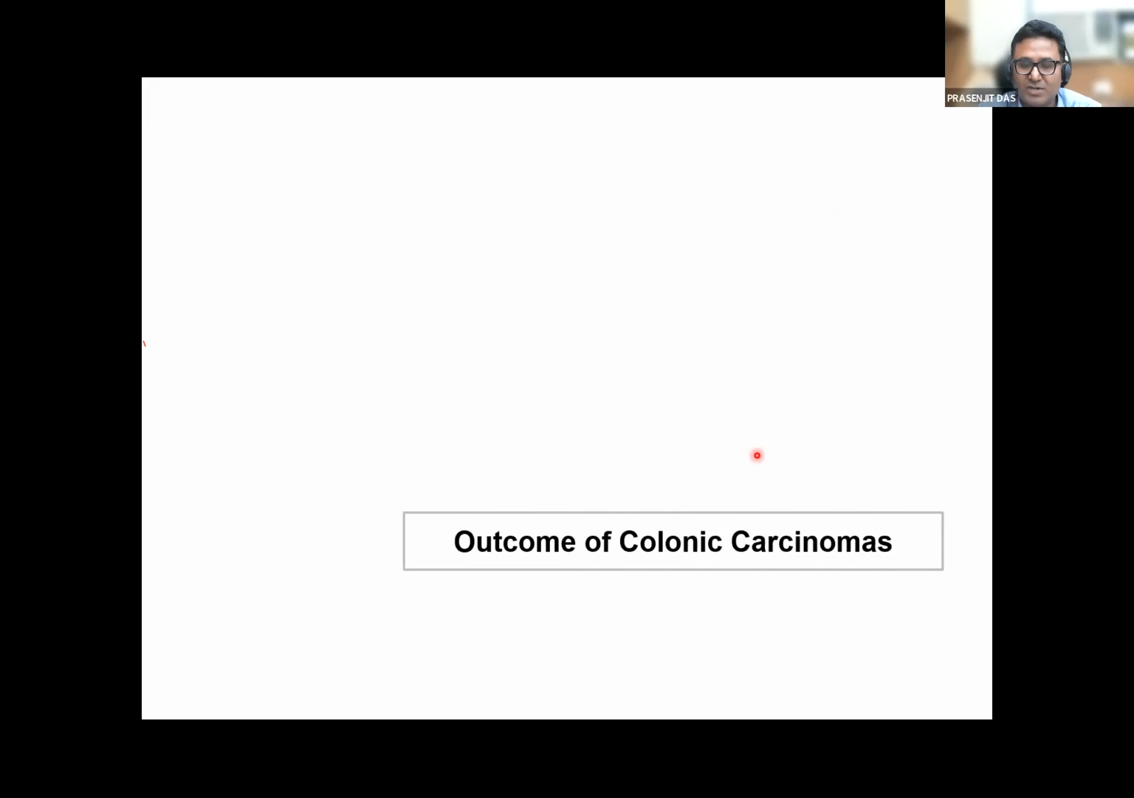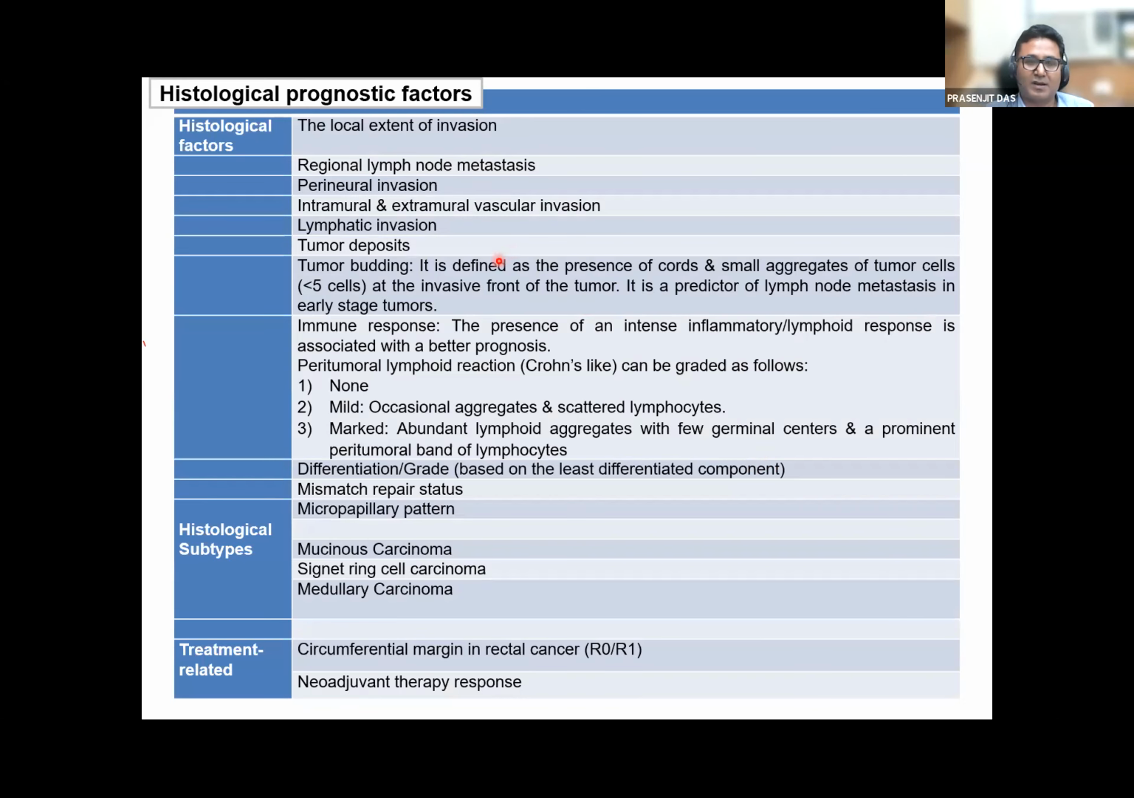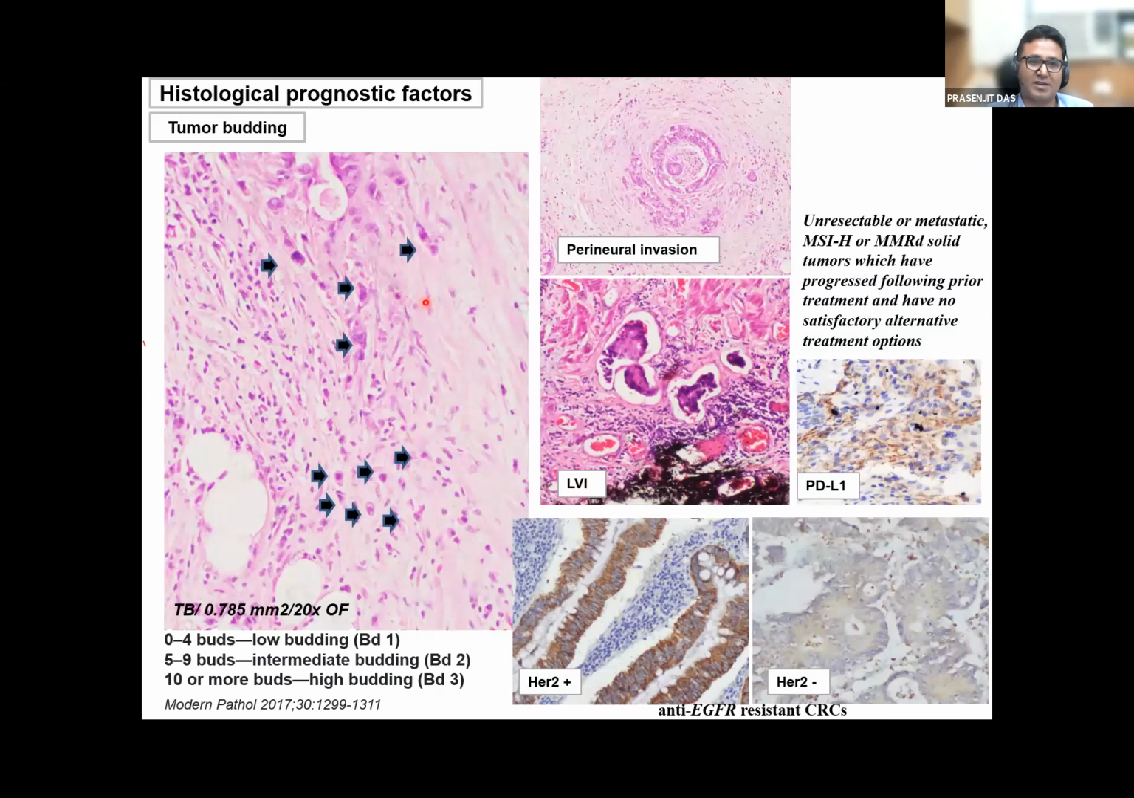Now, the outcome of colonic carcinomas depends on which factors? Obviously, histological factors, including their grade and their staging, which are most important. What are the different tumor types we have already discussed. The circumferential margin status in case of mesorectal excision, we will not go into all those details, but tumor budding: nowadays it has become important to count the tumor budding at the tumor invasive border, and tumor buds are basically clusters of 1 to 4 cells which are present at the infiltrative border.